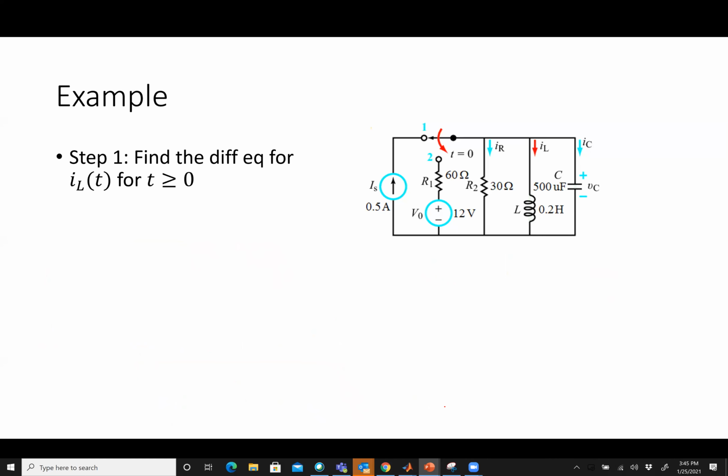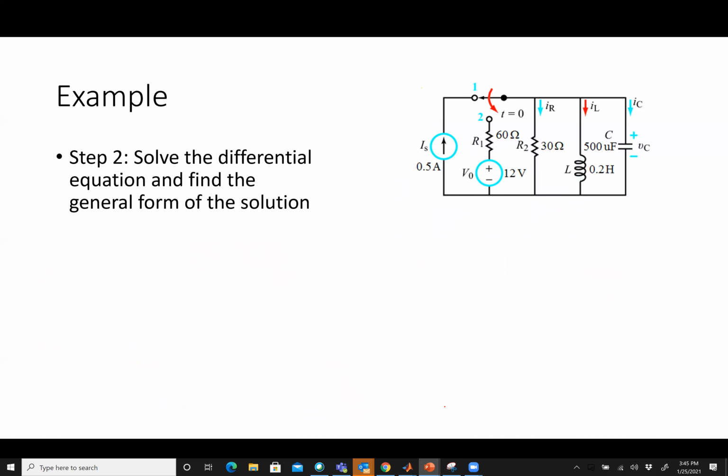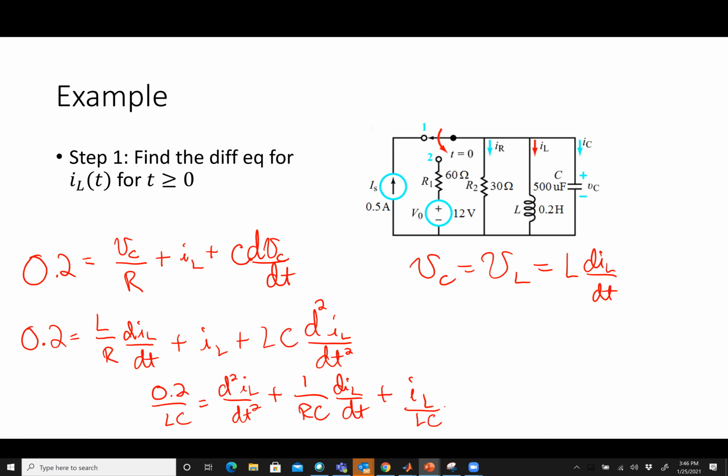Now what we have to do is get to our second step, which is to solve that differential equation. That means I need to look at this and determine the alpha and omega values from that and determine if it's underdamped, overdamped, and so on.